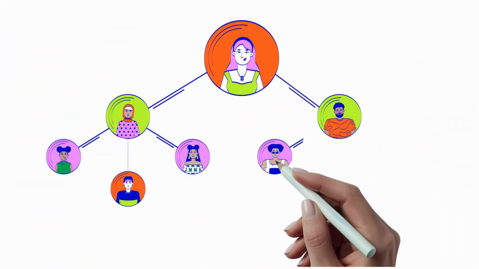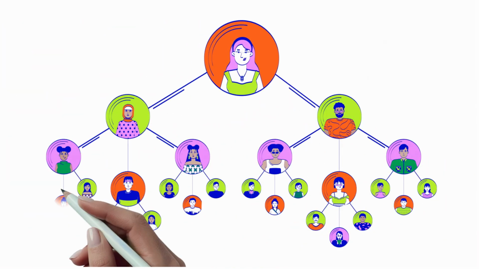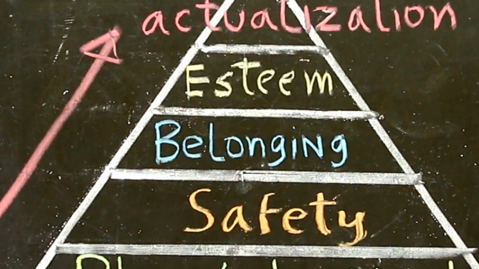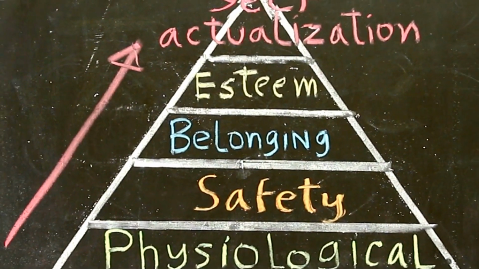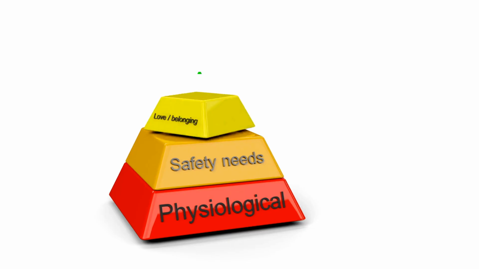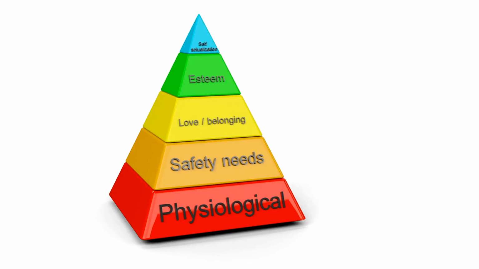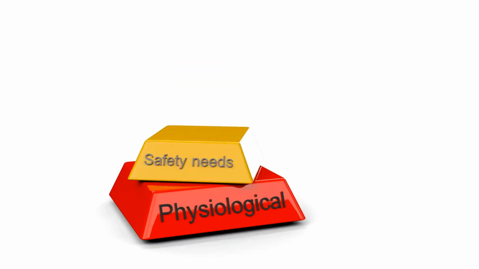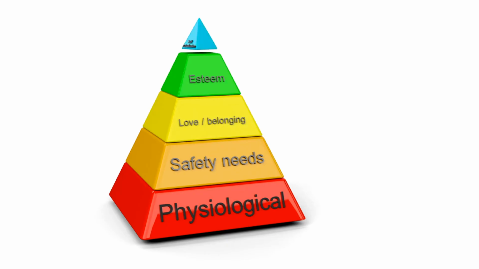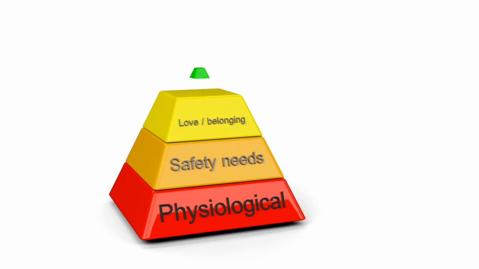Next come the needs for safety, such as shelter, security, and stability. On the next level is belonging, or the need for love, friendship, and social connections. Above that are the needs for self-esteem, or the desire to be recognized and valued. At the top is the need for self-actualization, or our drive for learning, creativity, spirituality, and the development of our potential.